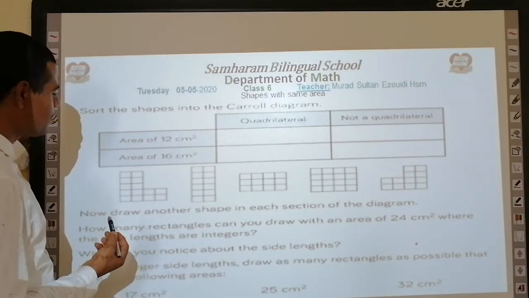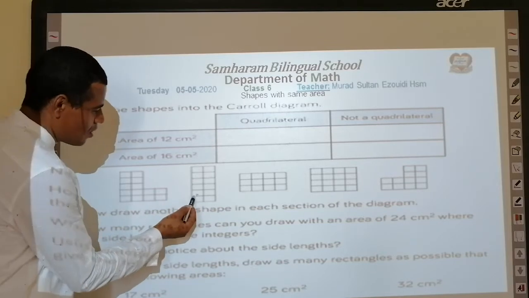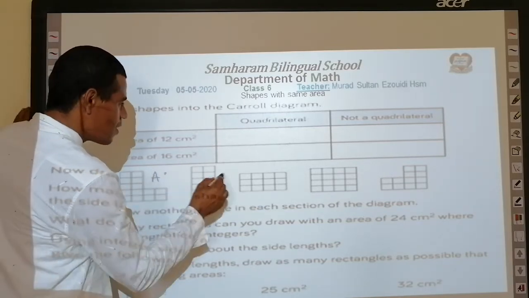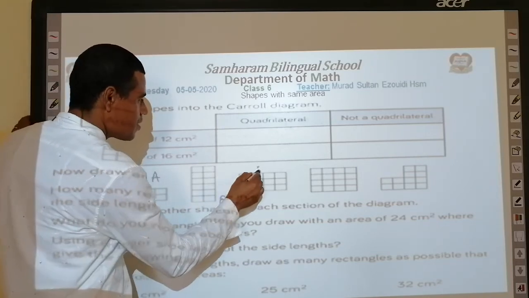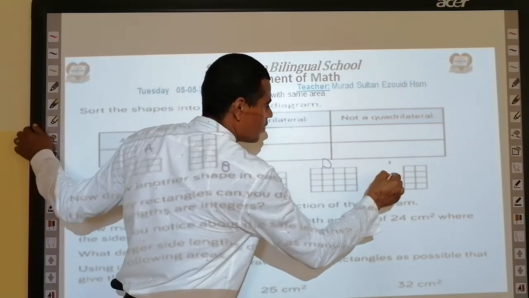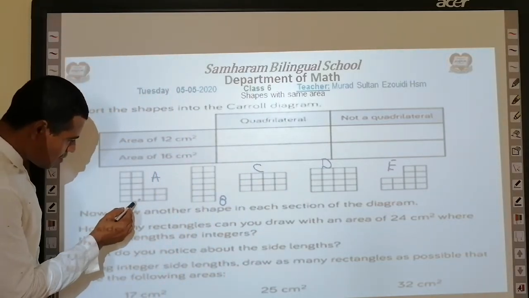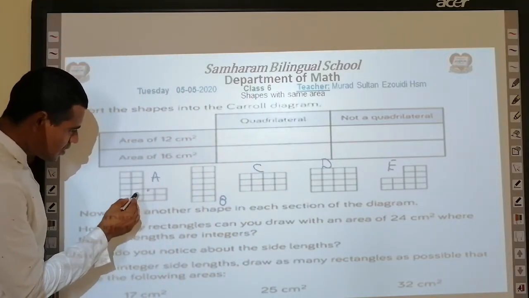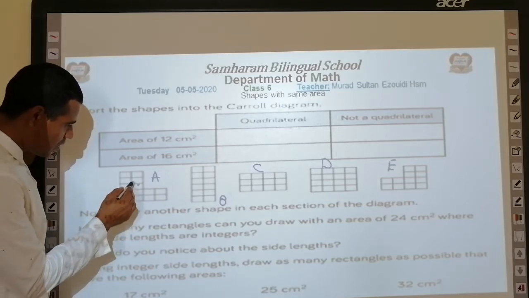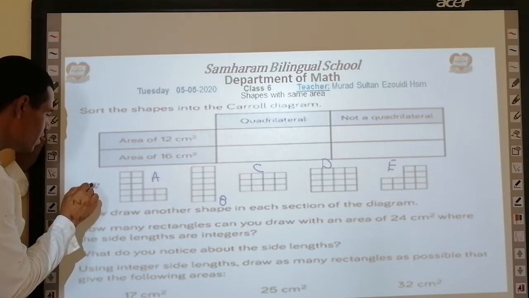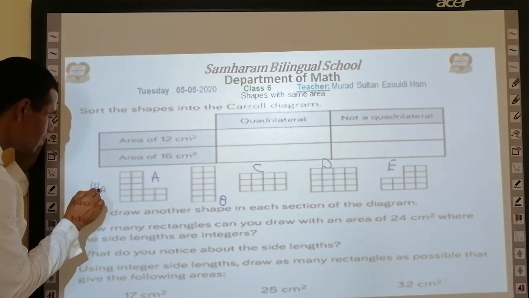I will label the shapes 1, 2, 3, 4, 5, 6. This is A, this is B, this is C, D, and E. Let's count the area first. This is 1, 2, 3, 4, 5, 6, 7, 8, 9, 10, 11, 12, 13, 14. This is 14 what? Centimeters squared.